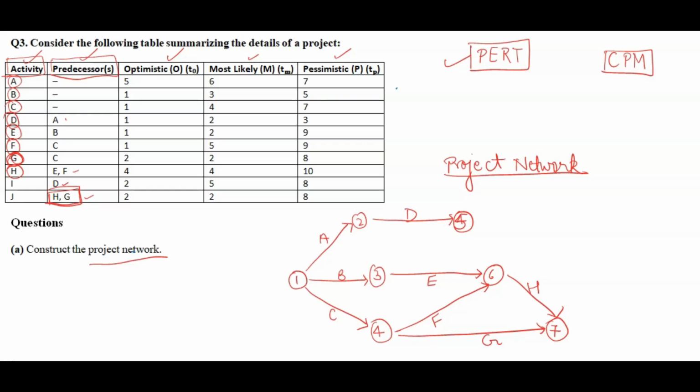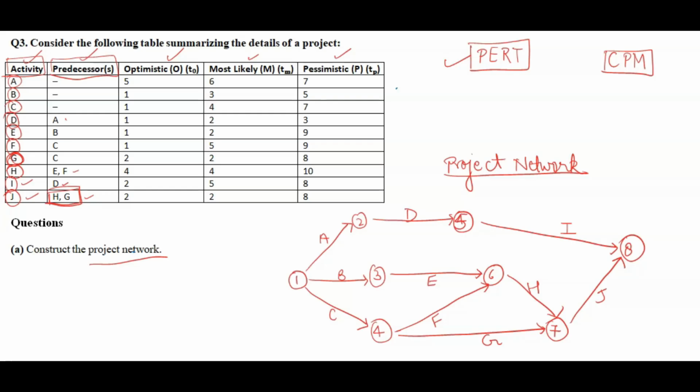Now I and J are not predecessors anywhere, so I and J will end at the same ending node. I is starting from D and J is starting from H and G. I is starting from the fifth node, and J is starting from H and G, so J is starting from the seventh node. This will be the J. So this last node will become the eighth node.